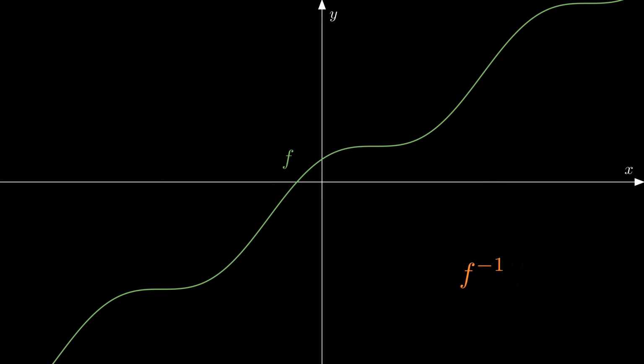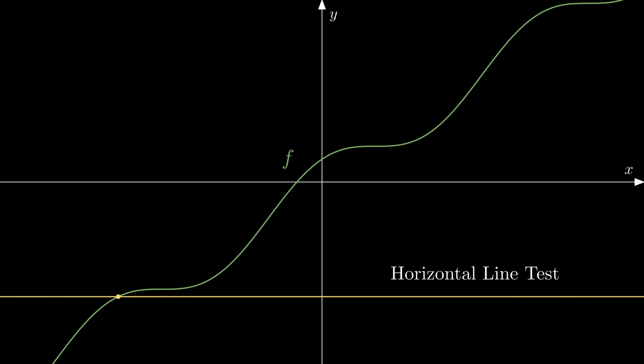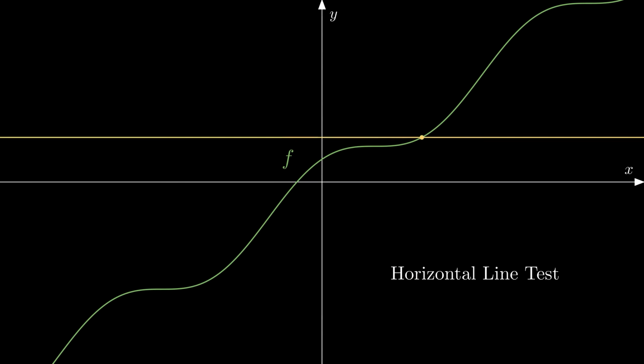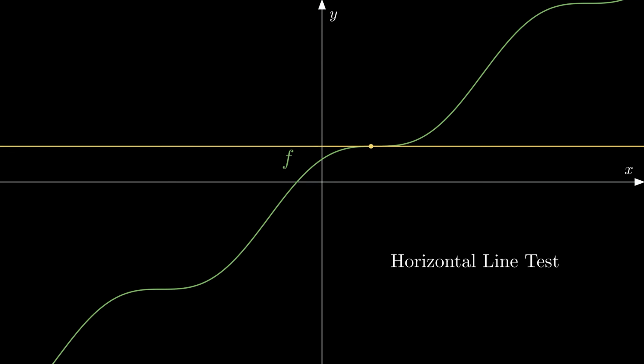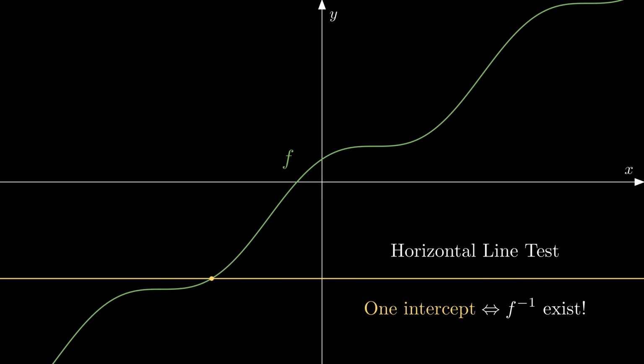For instance, could we tell if a function has an inverse just from its graph? Rhetorical question, as you've probably suspected, the answer is yes. We have the infamous horizontal line test. If a horizontal line intersects the graph of a function at a single point for all values of the range, then that function has an inverse.